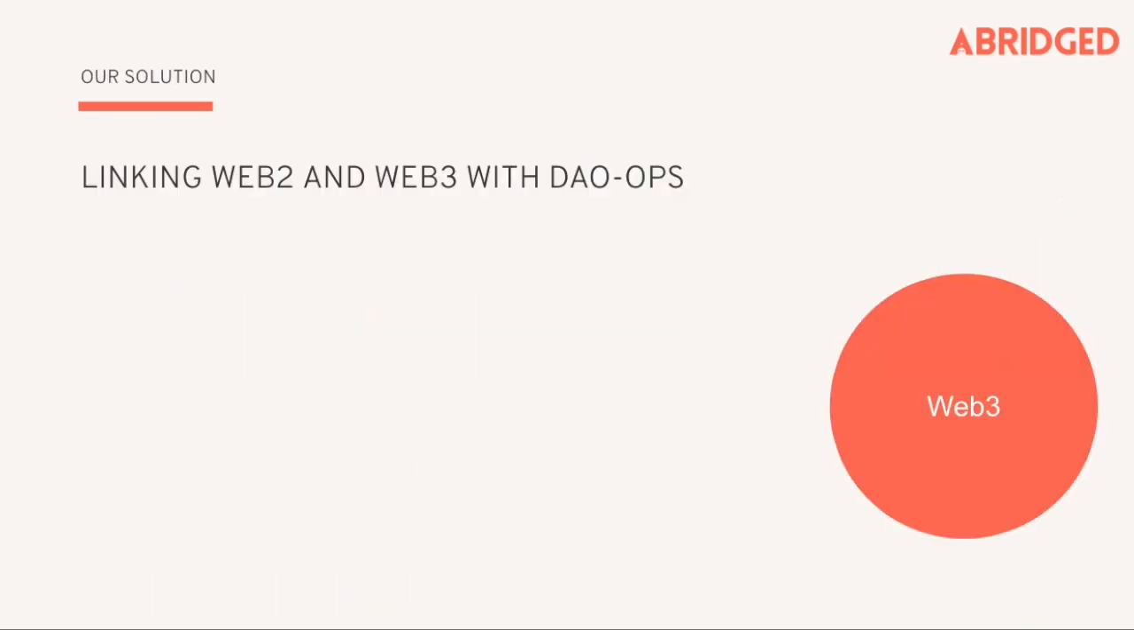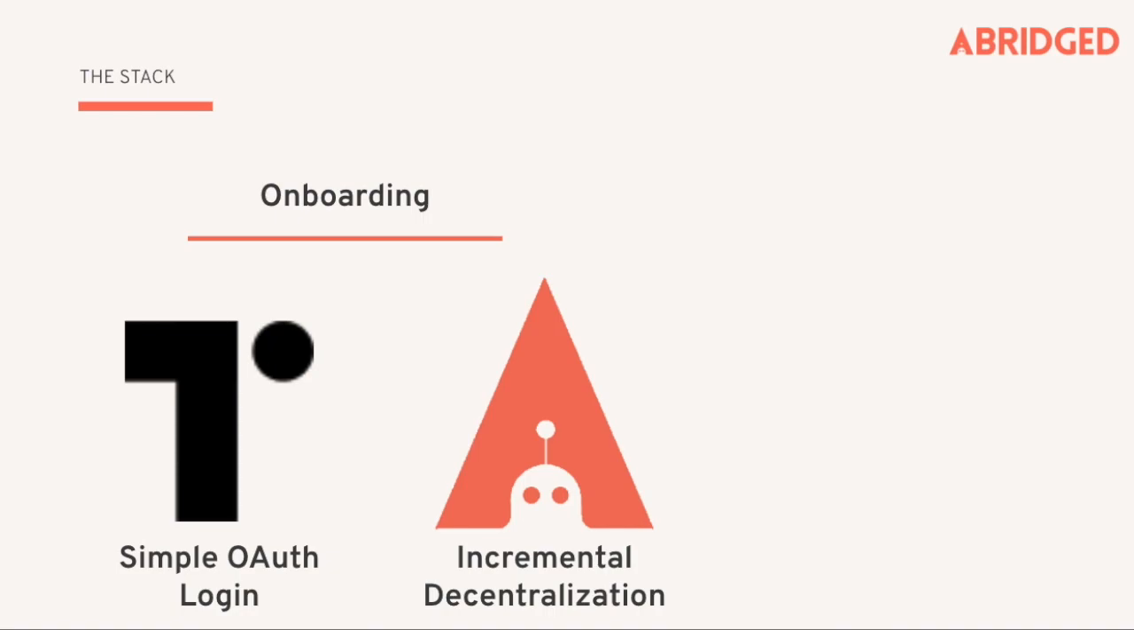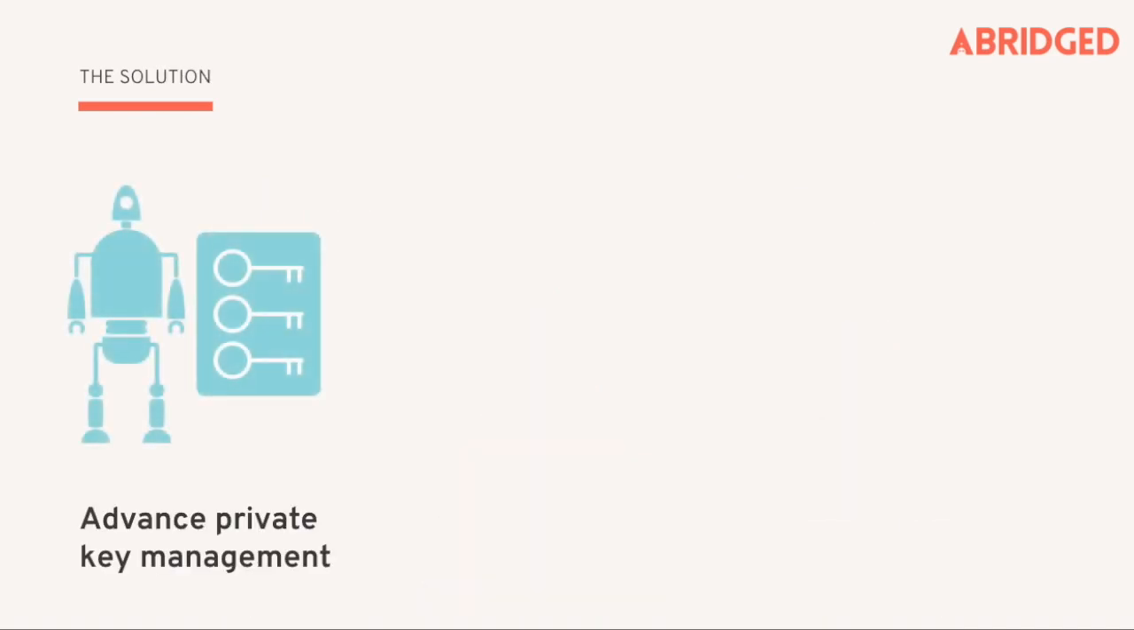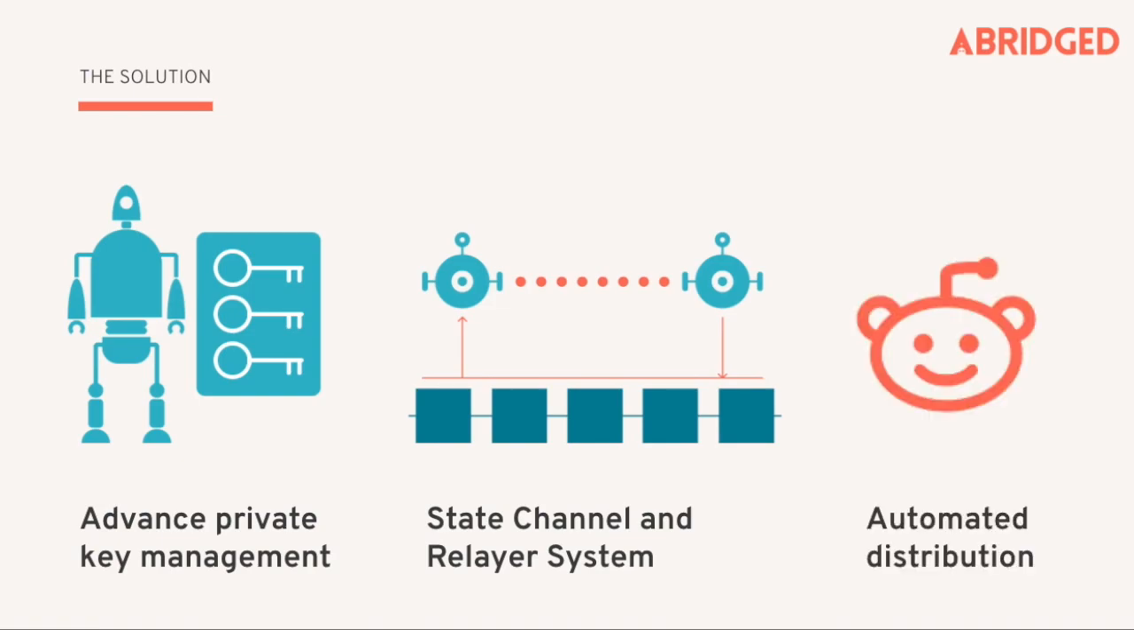And so our solution is to use DAOOps, which is building Web3 and Web2, and creating systems that integrate both of these technologies in order to create a nice and fluid user experience. The stack includes the abridged SDK, a Torus login and OAuth system, as well as K channels to scale. And our solution includes this advanced private key management system, state channels and a relayer, and of course, using the Reddit interface to make token distribution extremely seamless.